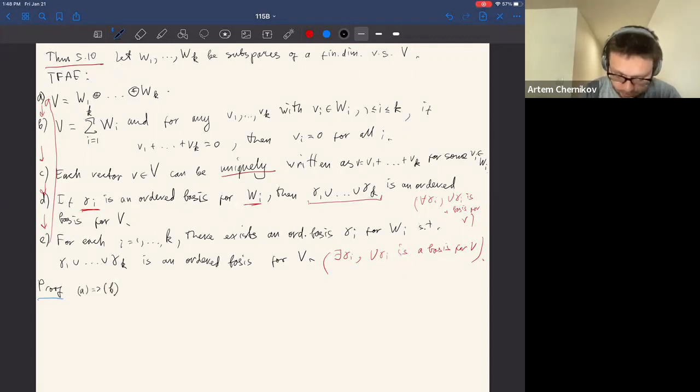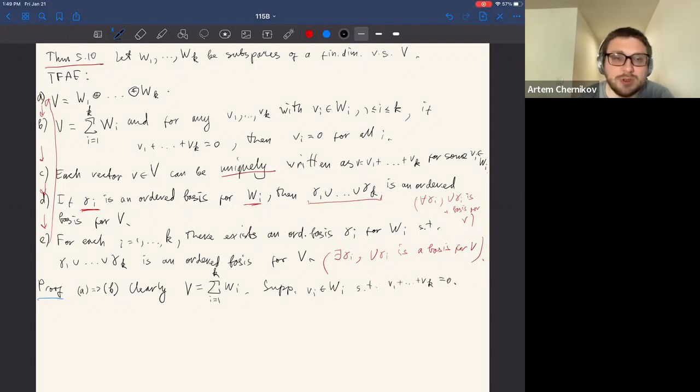Okay. So assume A. We assume that V is the direct sum of the W's. So in particular, V is the sum of the Wi for I from 1 to k, since a direct sum is in particular a sum. And we want to show B, right? So suppose that I have Vi, an element of Wi, such that the sum V1 plus V2, etc., plus Vk is equal to 0. So the sum is 0.